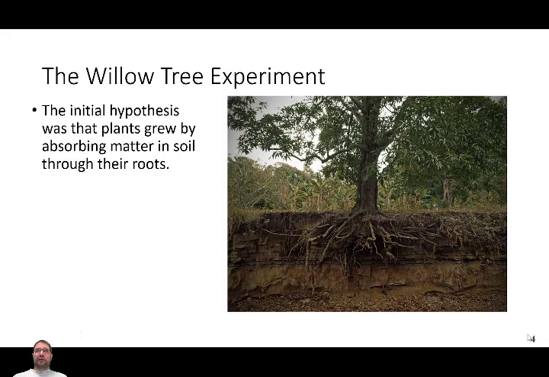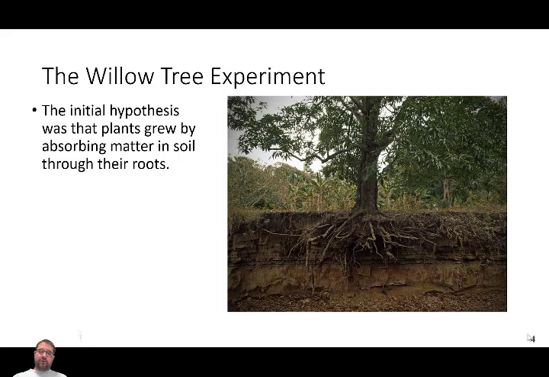Or even if we're just talking about a vegetable garden, you take a little teeny seed and a couple months later you have a full bush with tomatoes on it that far outweighs the original weight of that seed. Where does the material come from? So the initial hypothesis at the time was that plants grew and obtained mass by absorbing the material in the soil through their roots.